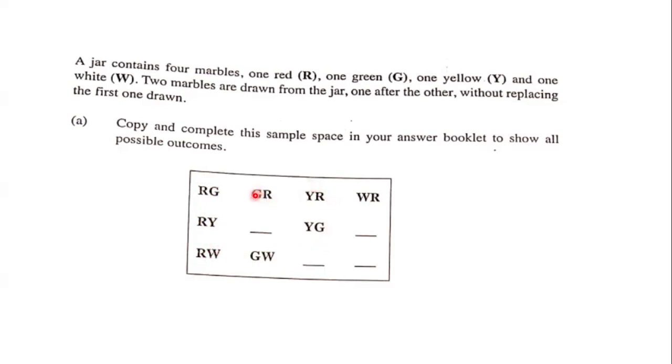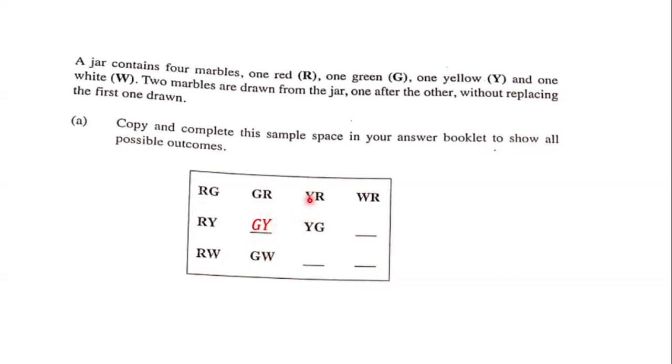So for this one, the first one we could get is G, and the second one we could get is R. And for this one, the first one we could get is G, but the second one we could get is W. So how about this one, right? What is another possible outcome? Another possible outcome is the first one we get is G, and the second one we could get is Y. So that's another possible outcome.